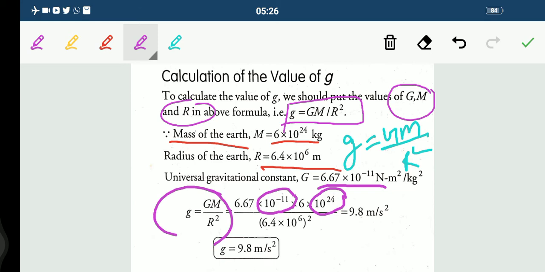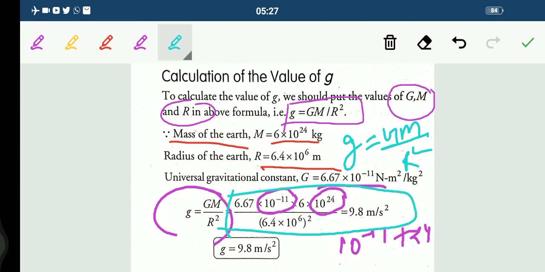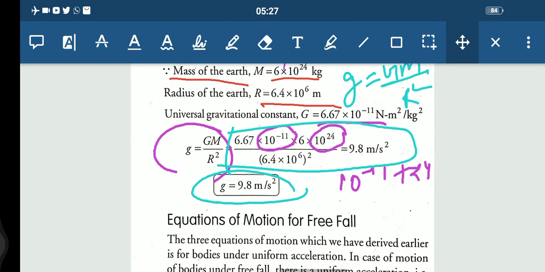And if powers are being multiplied, what you need to do? You have to add them. Fine. So 10 raised to power minus 11 plus 24. And if powers are being divided, you need to subtract them. Fine, this is how your answer would be coming. After multiplication and solving this, the answer would be 9.8 meter per second squared. I hope this is clear, bache.